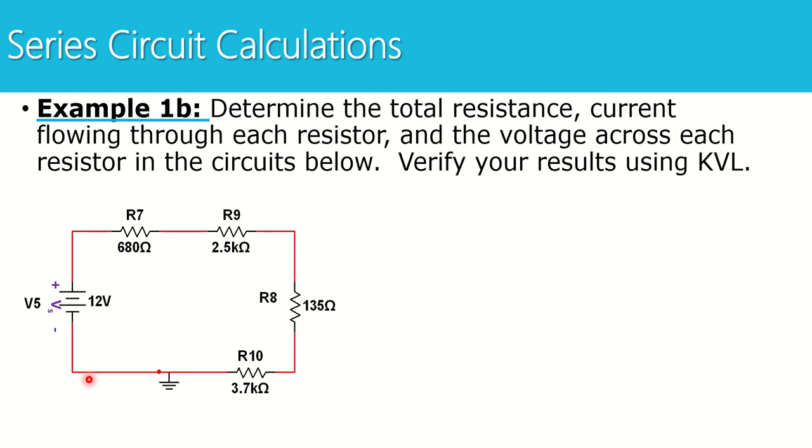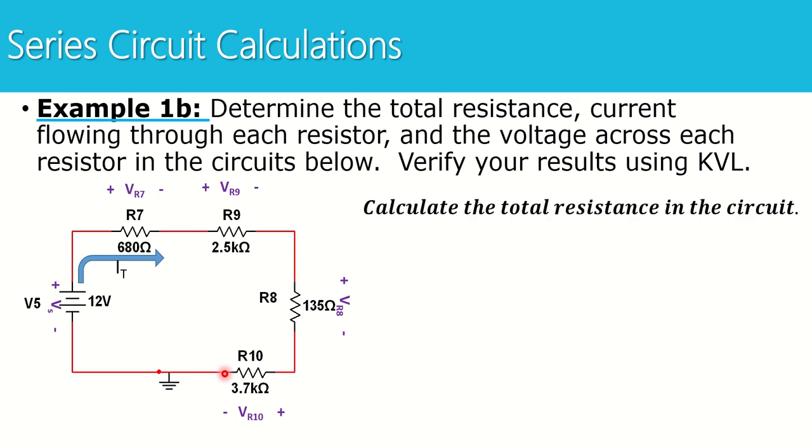Here's the polarity for my voltage source. I know that the current is going to leave the source and flow that direction through the circuit, creating a voltage drop for every resistor. And my goal is to figure out the current flowing through the circuit and every single one of those voltage drops. That's the goal.